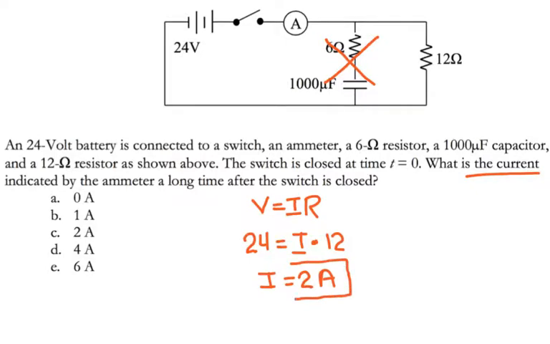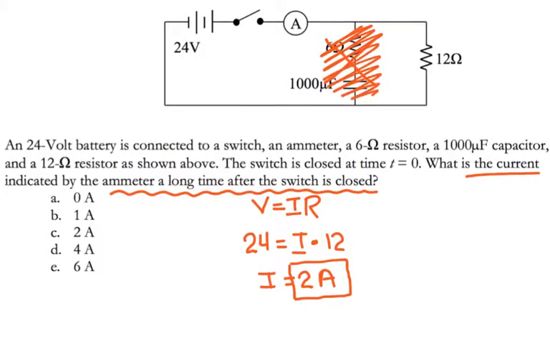Again, you see that the question looks way more complicated than it is, and the keyword right here is a long time after the switch has been closed. So if there's a long time after the switch has been closed, you completely erase the branch that has a capacitor because it's fully charged, and then you have the current flowing only through the rest of the circuit, which gives you 2 amps in the circuit.